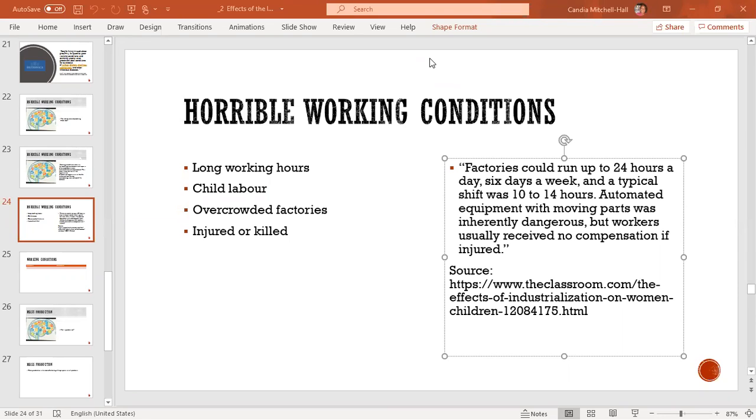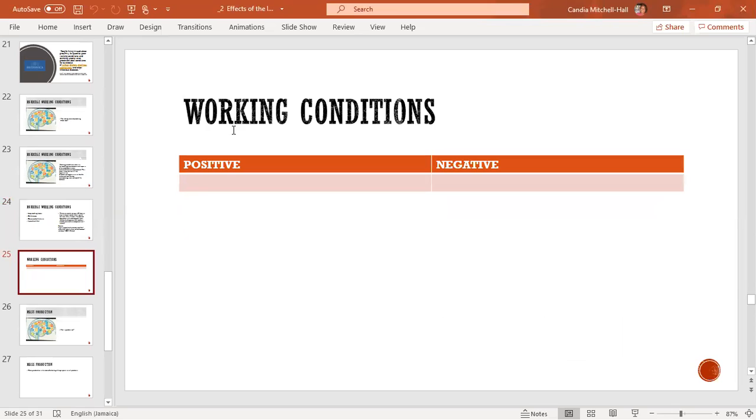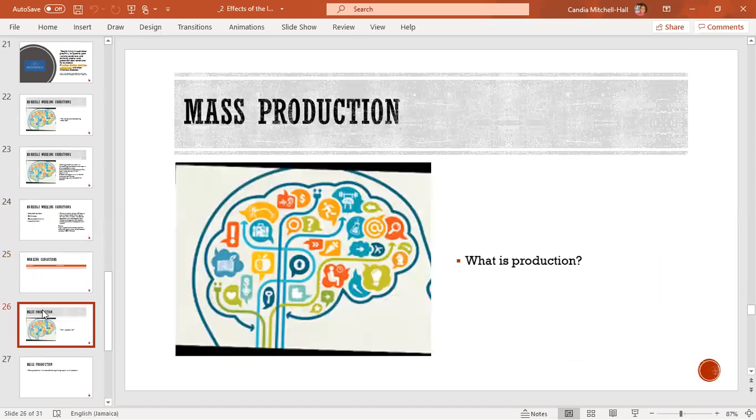So you understand what we mean when we talk about horrible working conditions, that it was very horrible? Yes, sir. It was very, very horrible. So we have an idea what the conditions were. Now, I was going to go through the positive and negative, but we would have looked at that.